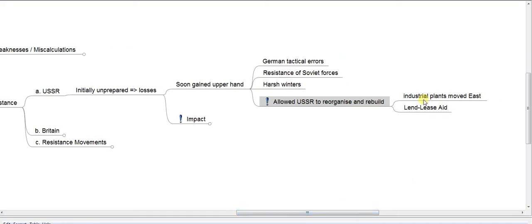Okay, so Stalin could move his industrial plants east. Okay, and also the Lend-Lease Aid from America helped the USSR sustain its war effort, to reorganize and to rebuild, and eventually turn the tide of war against the Germans. Okay, so basically by 1943, the Germans were on the back foot when we look at the Eastern Front.